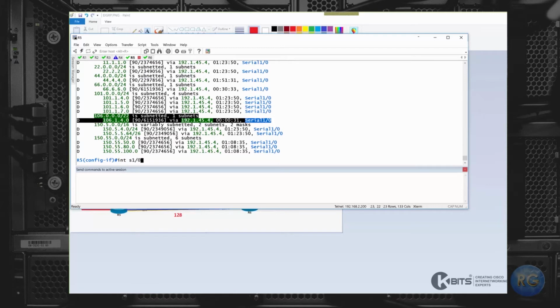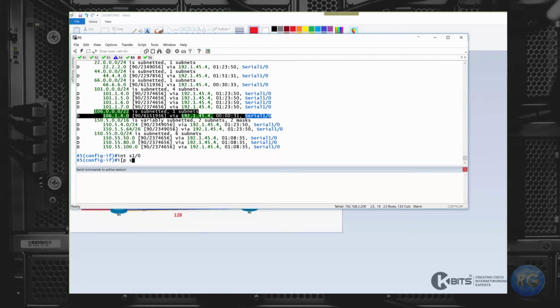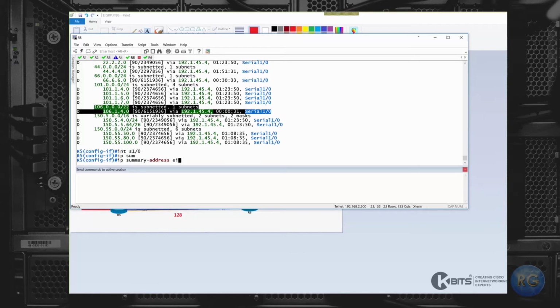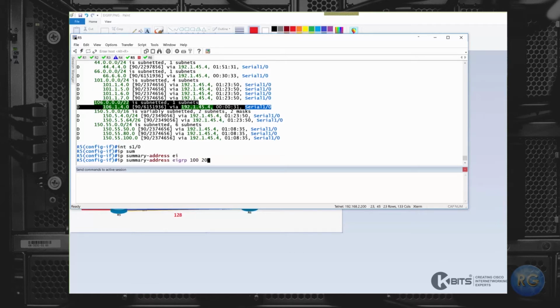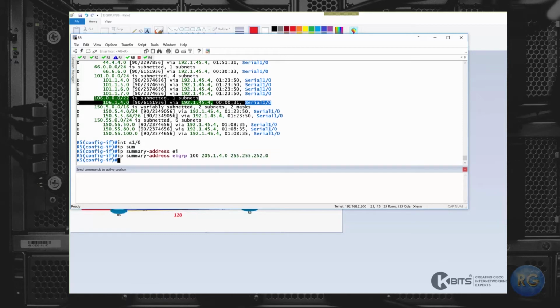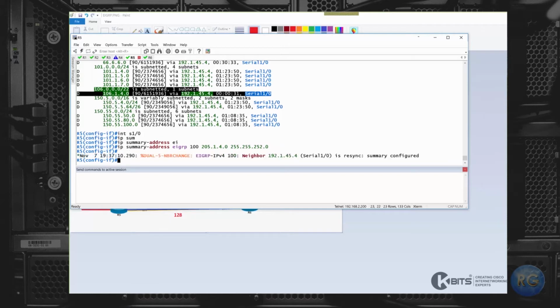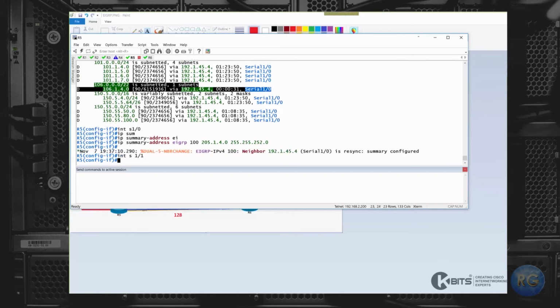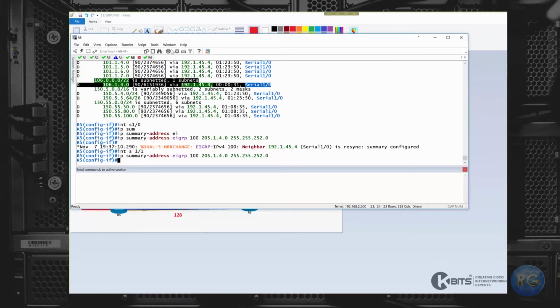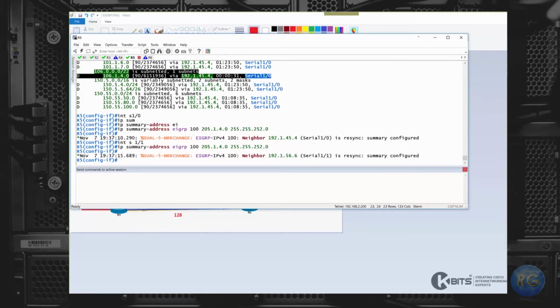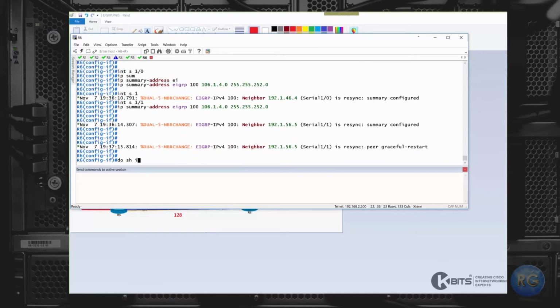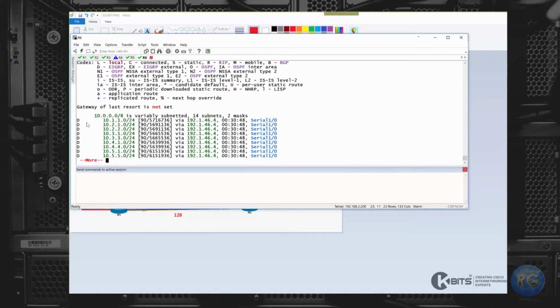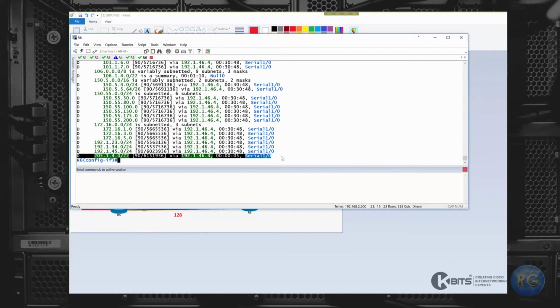For EIGRP, I do have the ability to do this. This is what gave me an error yesterday. I have 205.1.4.0, the 4 networks, and I'm going to summarize them. This was not possible to do under RIP. So if I go to 6 now, show ip route eigrp, I will not see 4 routes for 205, I just see the summary.